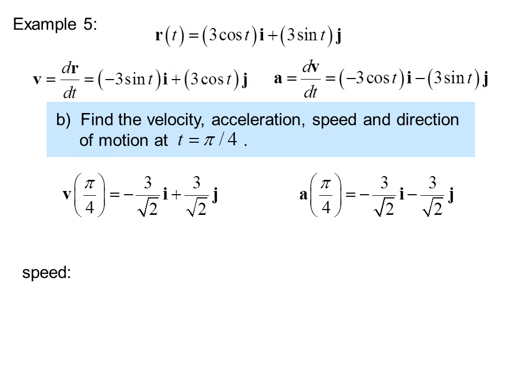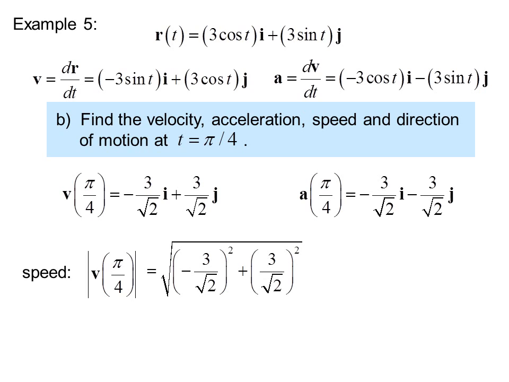Speed is the magnitude of the velocity, which is the square root of negative 3 over radical 2 squared plus 3 over radical 2 squared, or the square root of 9 halves plus 9 halves, which is 3.